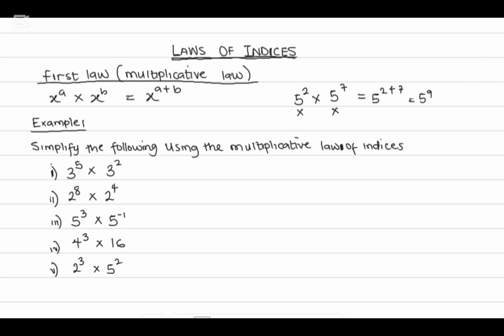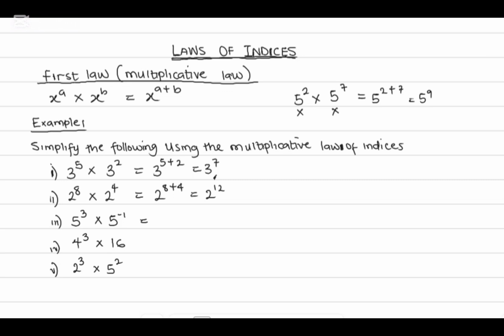Example number 1 says, simplify the following using the multiplicative law of indices. And so for the first one, which is 3 raised to power 5 times 3 raised to power 2, this will give me 3 raised to power 5 plus 2. And that's 3 raised to power 7. So that's all. You can go further to get what 3 raised to power 7 is, but you don't always need that. And so 2 raised to power 8 times 2 raised to power 4 simply gives me 2 raised to power 8 plus 4. Just add up the power. That's simple. And that is 12. 2 raised to power 12.